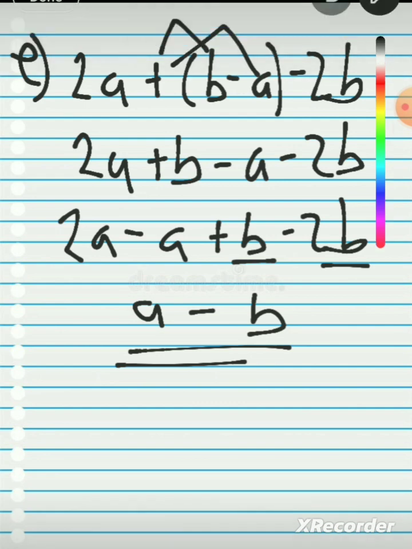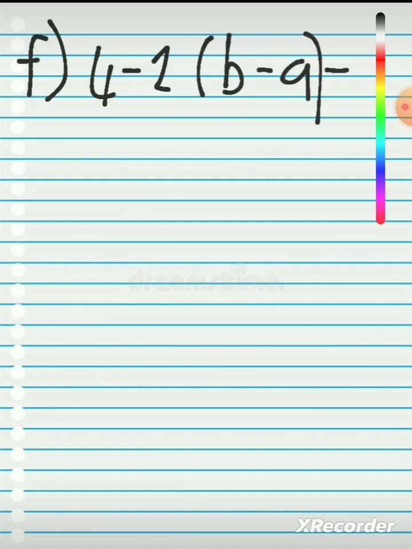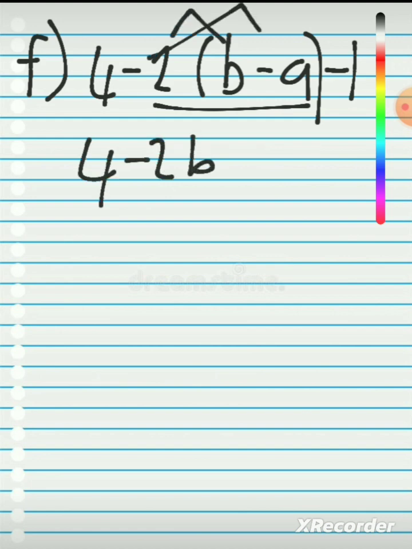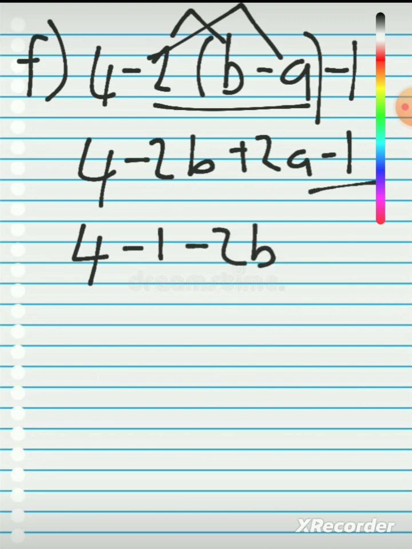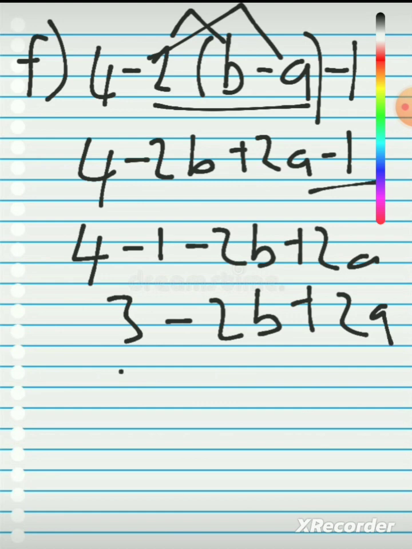We go to F. So F, we have 4 minus 2(b minus a) minus 1. So we can expand the brackets. So negative 2 times b is negative 2b. Negative 2 times negative a is positive 2a, minus 1. Like terms together. So we have 4 here. We have minus 1 here. Then negative 2b plus 2a. So 4 minus 1 is 3, minus 2b plus 2a.